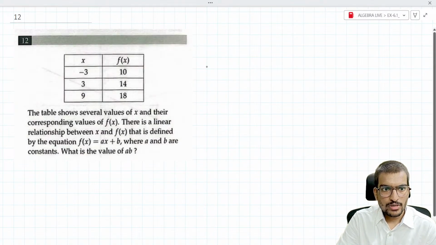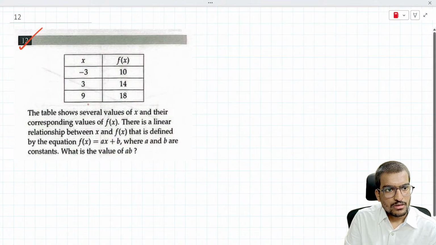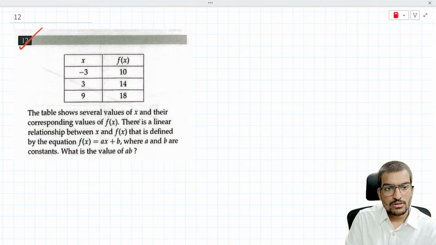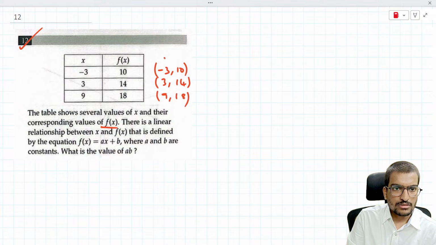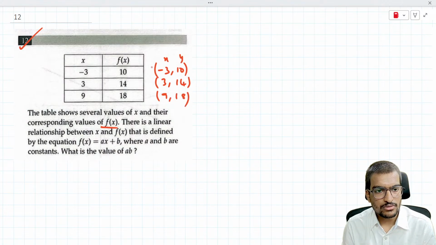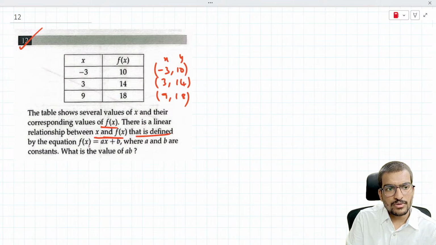Let's go to question 12. The table shows several values of x and their corresponding values of f of x. Just like the previous one, it's -3 comma 10, 3 comma 14 and 9 comma 18. For a certain value of x, you have a certain value of y. There is a linear relation between x and f of x that is defined by this equation.